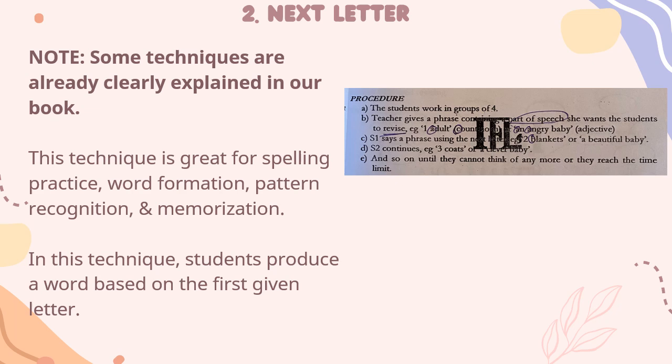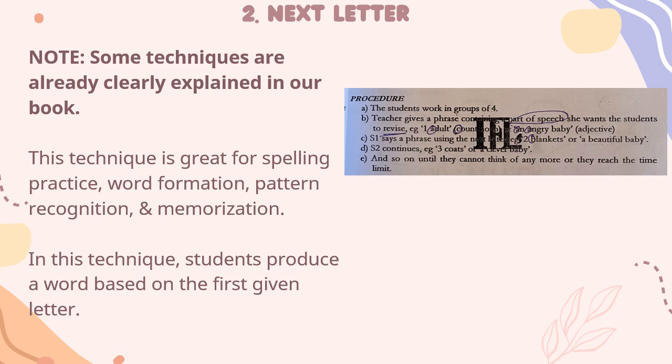Now, you ask one student to do the same thing, but this time you want him or her to think of a word that begins with the letter B. So he or she does the same thing. That student may say, 2 blankets.